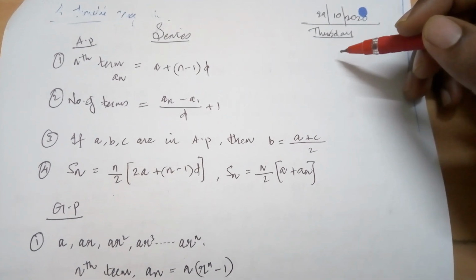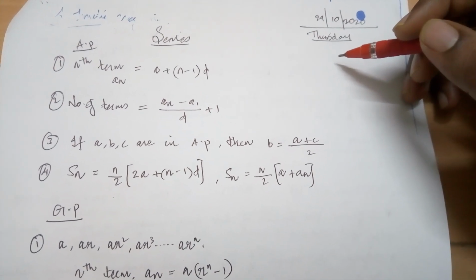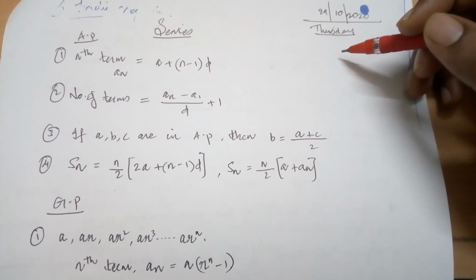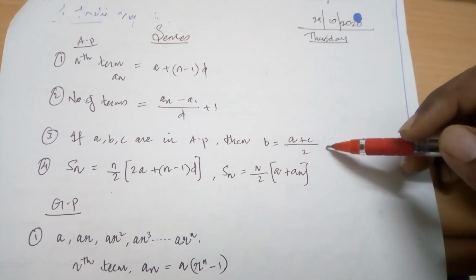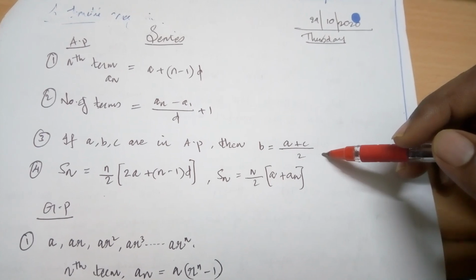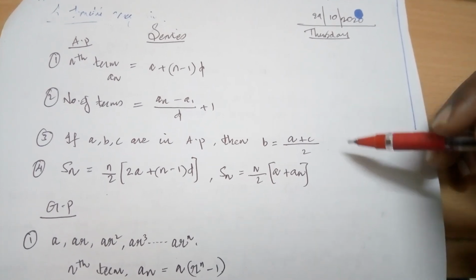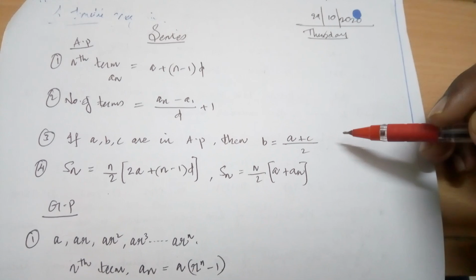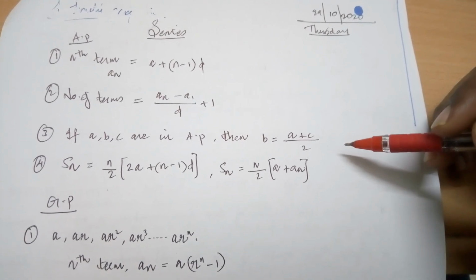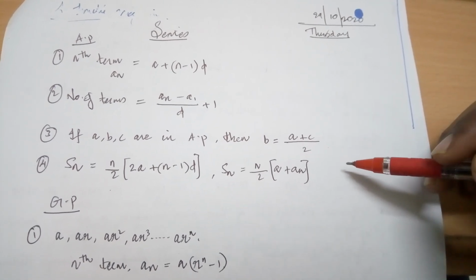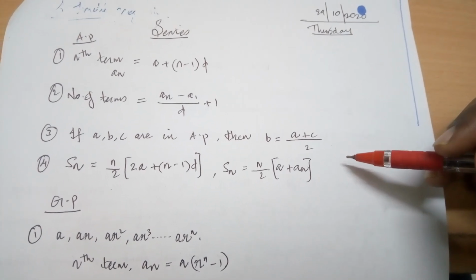If A, B, C are in AP, then B is equal to (A plus C) by 2, which is also called the arithmetic mean. So this is the formula. You have to study only these things which I am telling, and you can solve all the problems from any topic from the series portion.